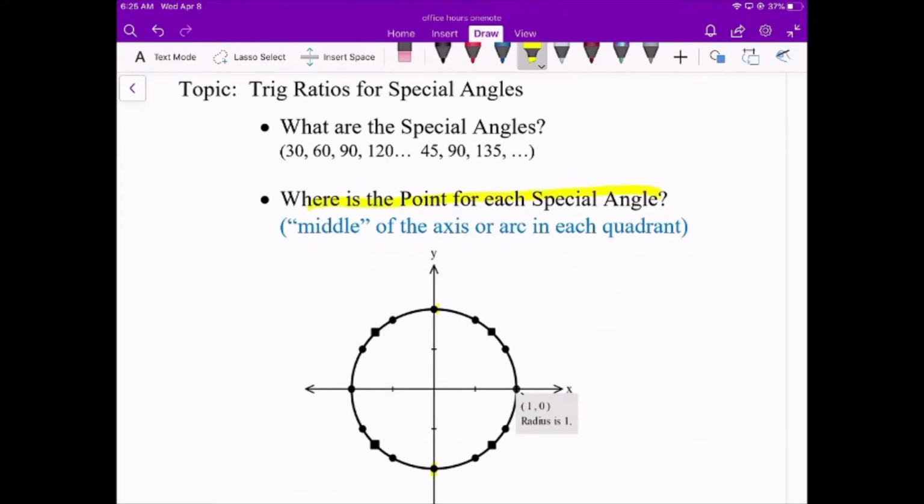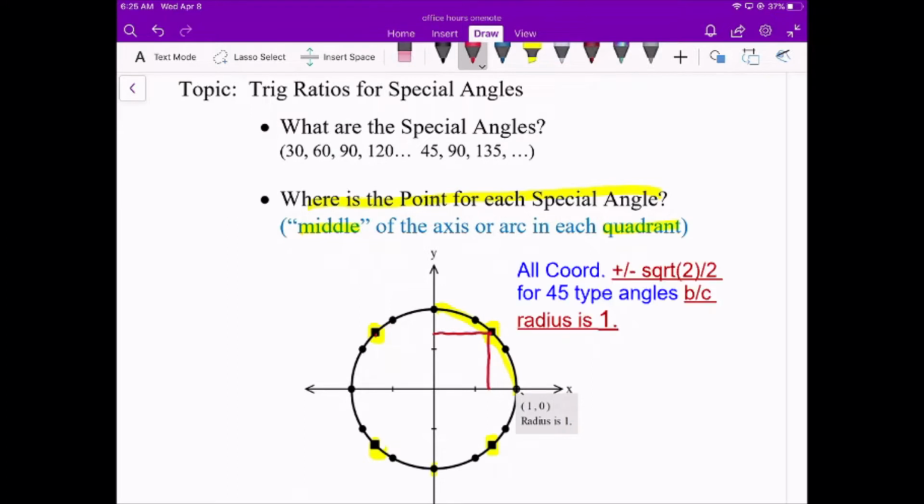Where's the point for each special angle? For the 45 degree types, it's in the middle of each quadrant. So there's one, it's in the middle of this first quadrant. There's the second, the third, and the fourth. Also notice that for each of these, the x-coordinate is the same as the y-coordinate, within a plus or a minus sign.